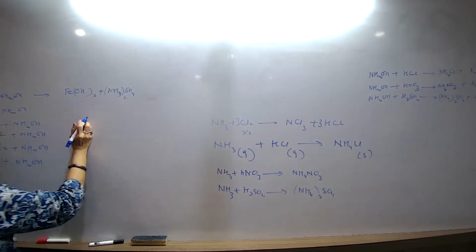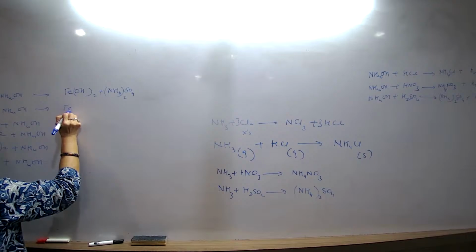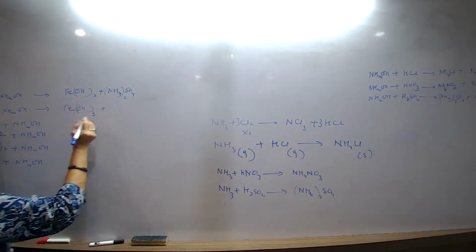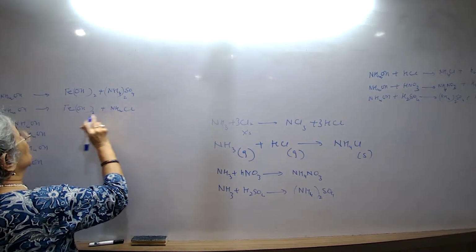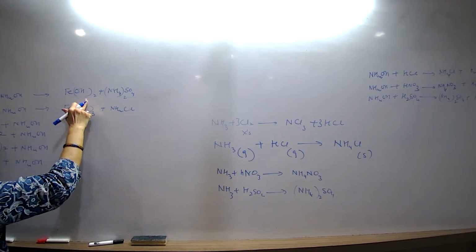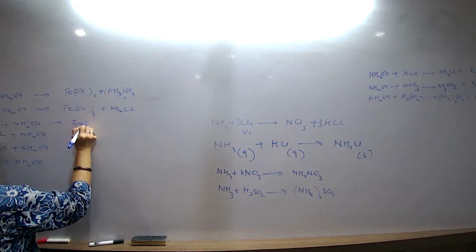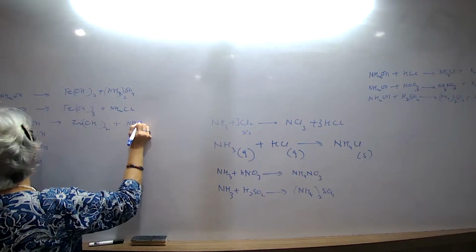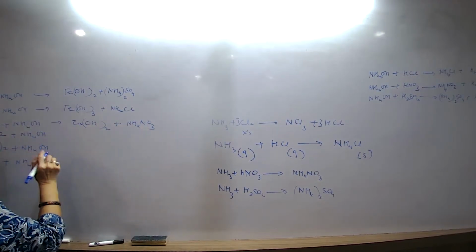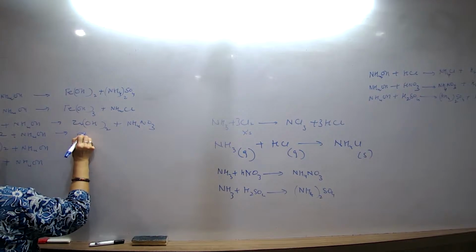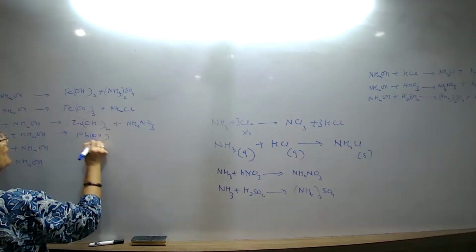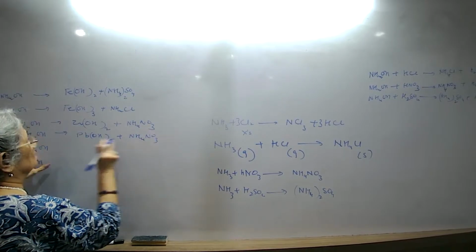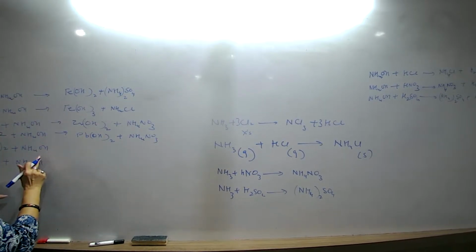This is greenish in color. This is Fe(OH)3 plus ammonium chloride, brownish in color. And this is your zinc hydroxide plus ammonium nitrate, white in color. And this is Pb(OH)2 plus ammonium nitrate, heavy and white in color.